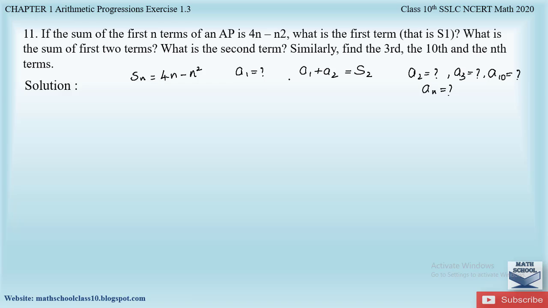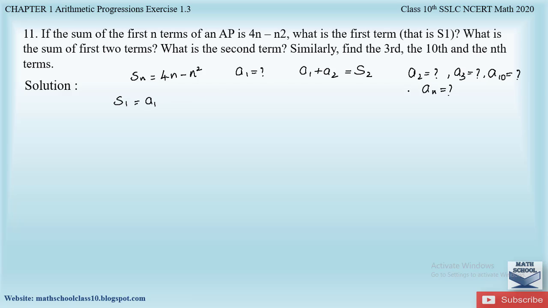Let us solve this question part by part. So let us start with the first part. Since they are asking us the first term, that is S1 in the brackets, the sum of the first term is S1, which is nothing but the first term itself.